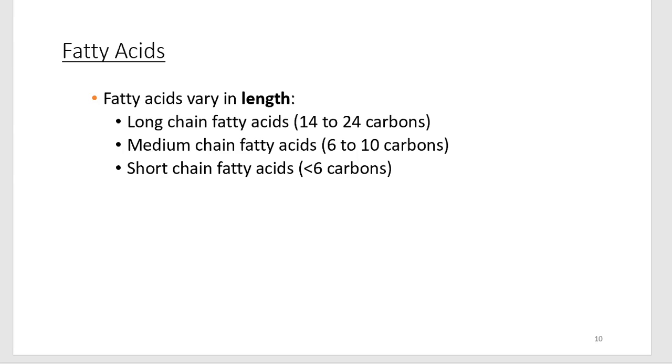Fatty acids vary in length. This is referring to the length of the hydrocarbon chain, which means carbon-bonded hydrogens. The majority of fatty acids in nature range from 14 to 24 carbons. They are called long-chain fatty acids, found in vegetable oils and meats. If we have between 6 to 10 carbons, then we call them medium-chain fatty acids. If there are less than 6 carbons, then they are called short-chain fatty acids.